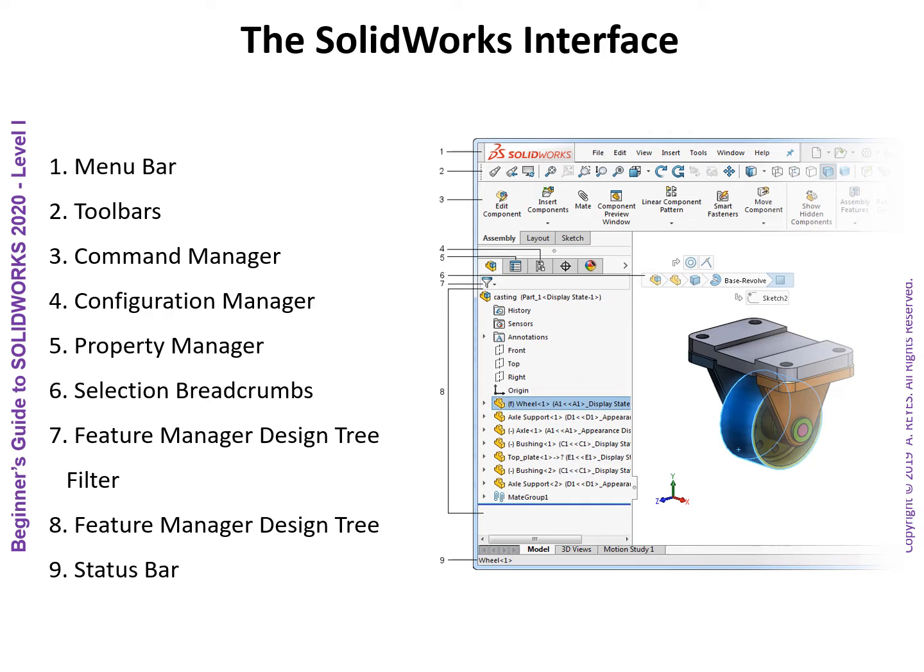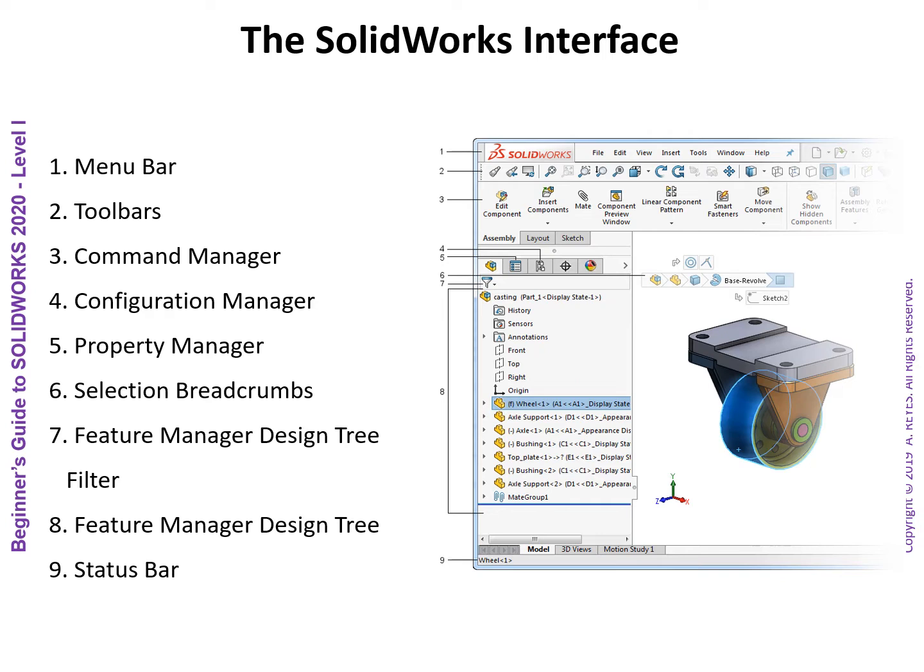So there's your menu bar, so you can see that's up top, your number 1 where it says File, Edit, View, Insert, Tools, Window, and Help. 2 is going to be your toolbars, so your different tools. 3 will be your command manager, where you actually pick a command to use. 4 will be your configuration manager, how the part is configured, your parents, your children, and we'll learn about those as we go. 5 will be the property manager, so what properties do you have on the part or assembly that you've modeled. 6 will be some selection breadcrumbs, and we'll learn what those are.